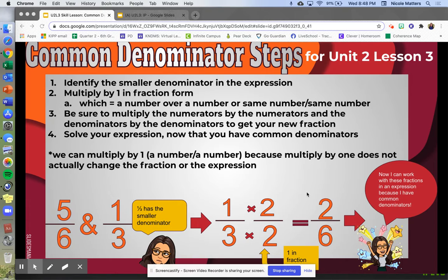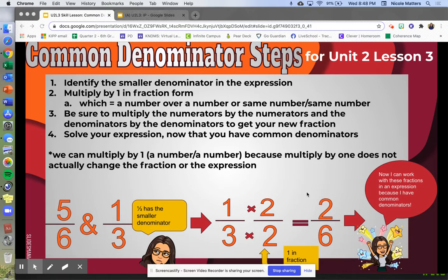Okay, today we're going to be focusing on two skills. One will be review from last week, and the other one, which I'm about to introduce to you, is called finding the common denominator. And I'm going to teach you a little trick here just for Unit 2, Lesson 3. So here are the steps, and then we're going to flip to my dot camera to practice.